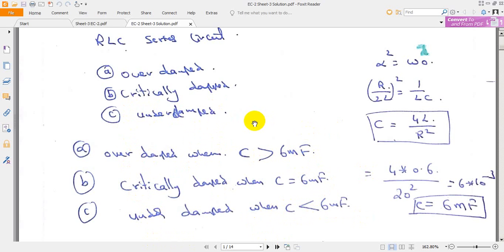From these three conditions we can get the overdamped condition, critically damped condition, and underdamped condition for different values of C.